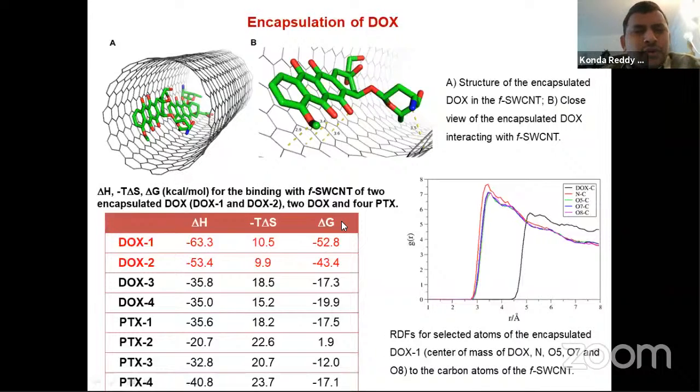This is also one of the routes we thought we may explore, but we are trying to work out how we can release these drugs. Loading was easy. Loading is easy to do on carbon nanotubes. We want to show how we can do the releasing. Still, we are doing it. I'm collaborating with my former supervisor, so still we are trying to do this.